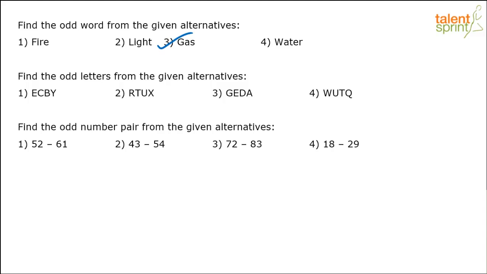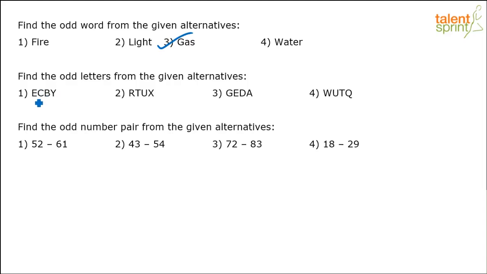Next, find the odd letters from the given alternatives. We have got words which are made up of four letters each, and these are not meaningful words. Some random letters have been chosen. So we got to identify the relationship between letters in each of these words, and based on that, we should classify. That's the logic which is usually used here. I think, again, it's about numerical positions. 95% of the times, the questions here are based on numerical positions.